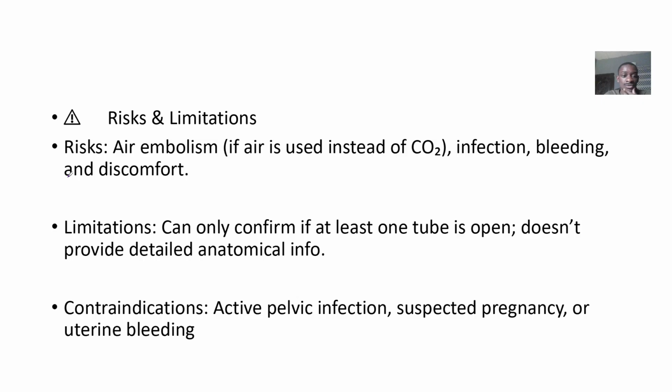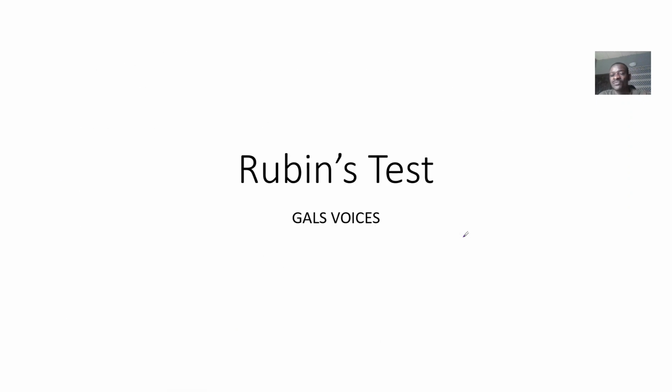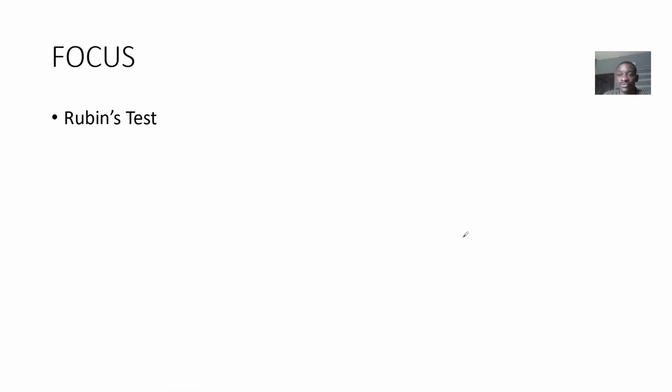Alright? So for the risks and limitations, it can cause air embolism if air is used instead of carbon dioxide. Right? It can cause infections, bleeding, discomfort. So it can only confirm if at least one tube is open. It doesn't provide detailed anatomical information. It can only give you a clue. Alright? It doesn't actually tell you the exact thing that is wrong with the fallopian tube.